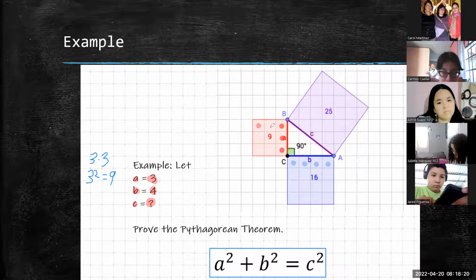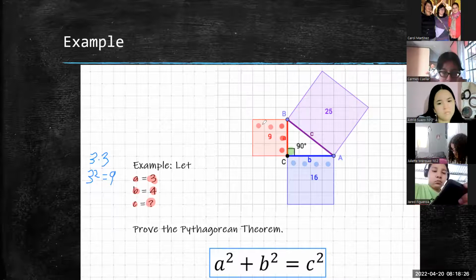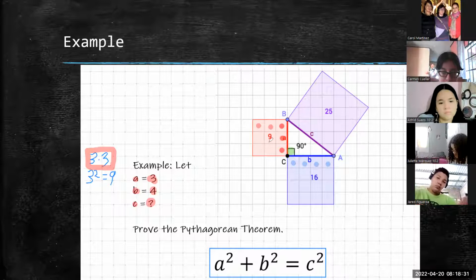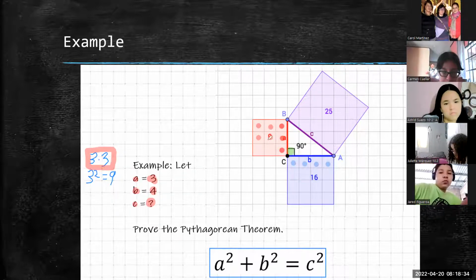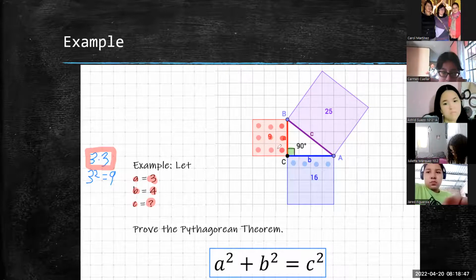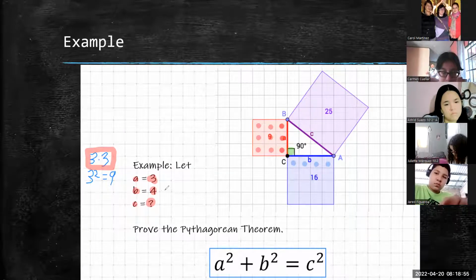So this in the end is going to give you a box, a square, that measures 3 times 3. And what is 3 times 3? It is 9. So if you add all the tiny boxes that are making up that square, it's going to give you a total of 9: 1, 2, 3, 4, 5, 6, 7, 8, 9. You can apply the same concept for B.